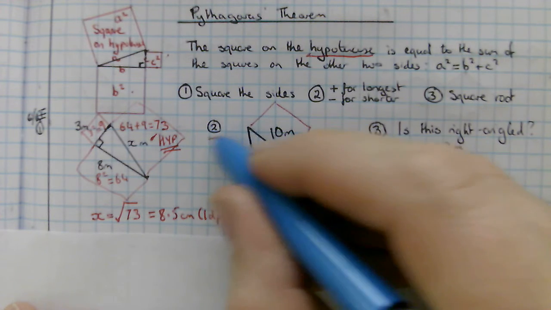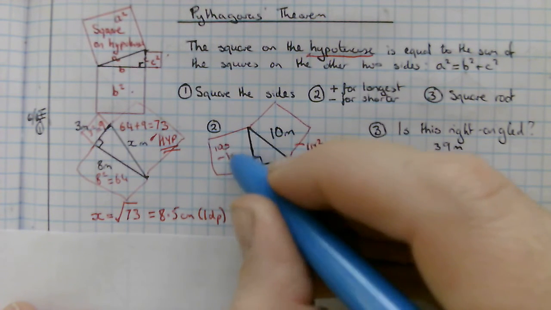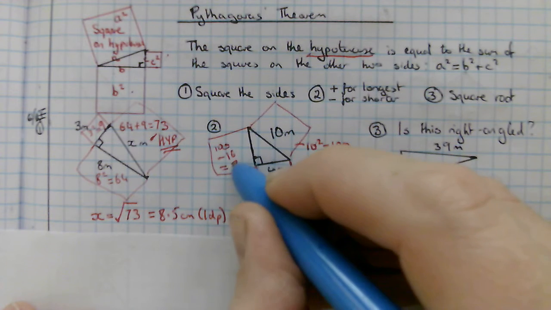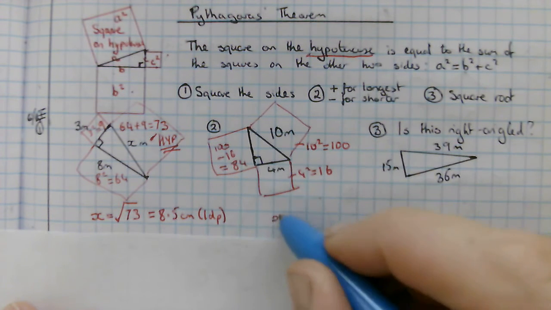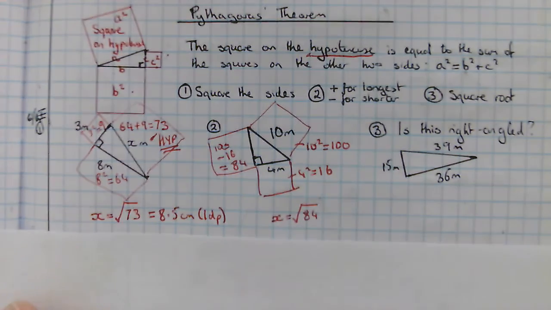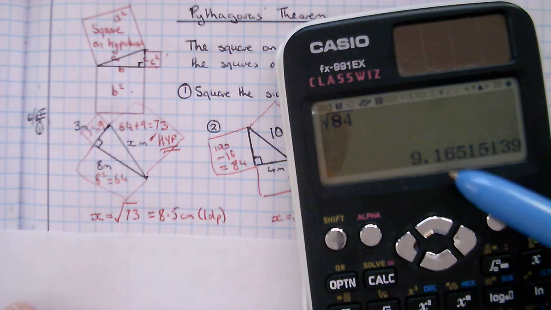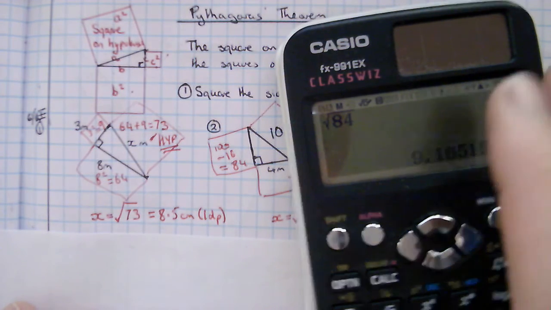So this is going to be 100 take away 16, which is 84. So x is the square root of 84. And again, reaching my calculator, square root of 84 gives me an answer of 9 point. Be careful here because I've got a 6 after my 1. I'm going to round it up. It's going to go to 9.2 centimetres.